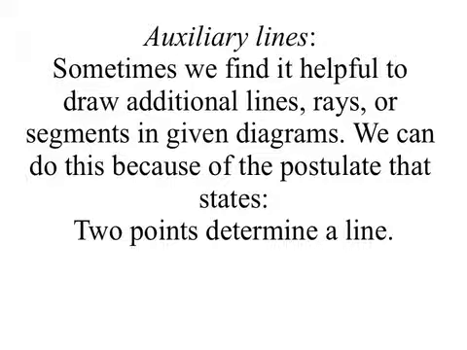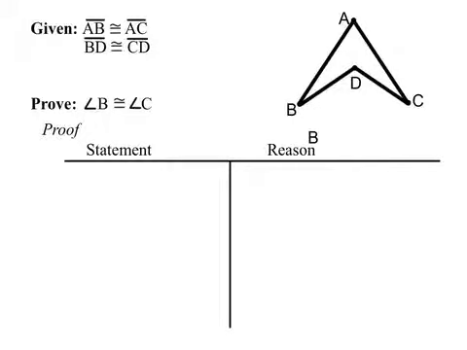And one more thing for this lesson, auxiliary lines. Sometimes we find it helpful to draw additional lines, rays, or segments in given diagrams. We can do this because of the postulate that states 2 points determine a line, and I'll show one example. We've got a diagram, and we're given that within that diagram, segment AB is congruent to segment AC, segment BT is congruent to segment CD, and we're asked to prove that angle B is congruent to angle C.